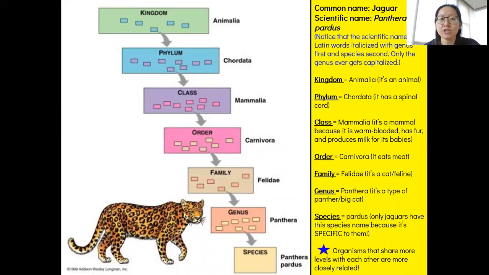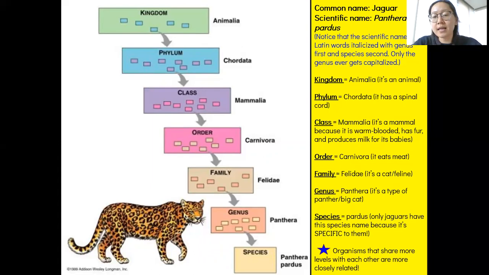Now we know that the jaguar belongs to the kingdom Animalia just from common sense. It's an animal. We also know that, more specifically within the kingdom Animalia, it belongs to the phylum Chordata, because it is a chordate, since it has a spinal cord. Within all of the chordates, the class that it belongs to is Mammalia, because there are chordates that are not mammals, for example lizards. They have a spinal cord, but they're not warm-blooded. But we know the jaguar is a mammal because it's warm-blooded, it has fur, and it produces milk for its babies.